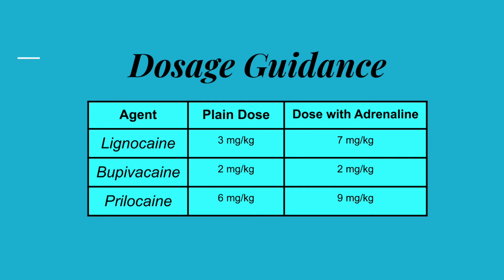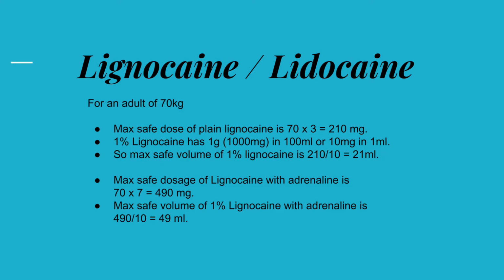Here is a table showing the dosage guide of each anesthetic agent that we have discussed. It is also important to note that the actual dose is subject to the site, the vascularity of the patient, as well as comorbidities. The next slide shows the total maximum permitted dose of an anesthetic agent, and these are based on the ideal body weight of a patient.